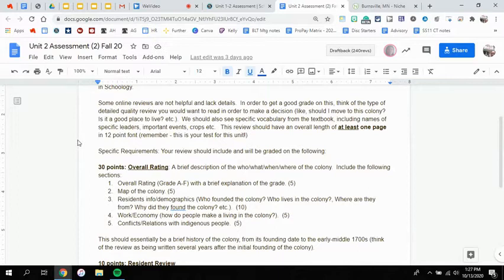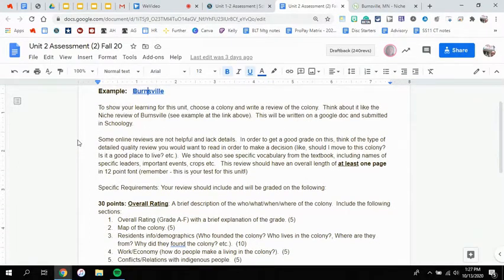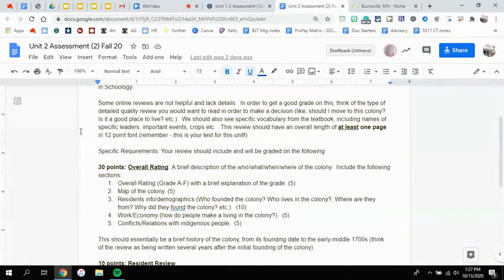What we're looking for, big picture, is put yourself into time like you're in maybe the mid 1700s. Your colony has been there for a while. You're going to pick one of the 13 colonies. You've been doing research and reading in the textbook about these colonies. So you're going to pick one, and then you're going to put together one of these online reviews. Now, this will just be done on a Google Doc, but you're going to try to make it look like an online review.